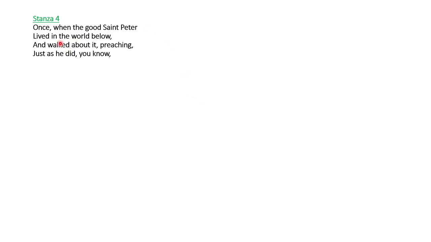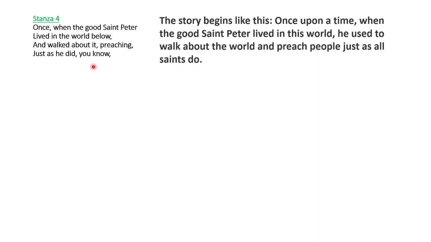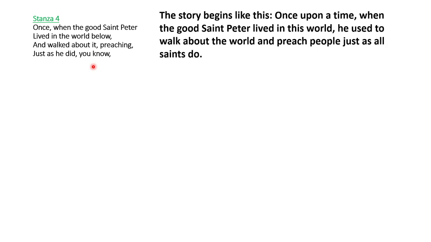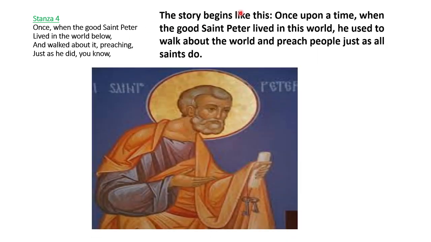Now, stanza 4. Once, when the good Saint Peter lived in the world below and walked about it preaching, just as he did, you know. So, now from here, the story begins. The poet says, once upon a time, when the good Saint Peter lived in this world, he used to walk about the world and preach to people just as all saints do.